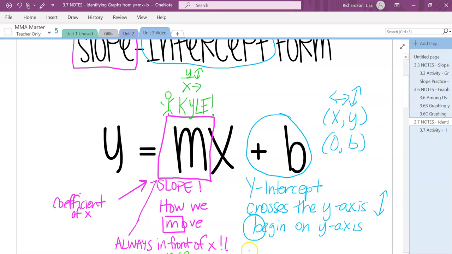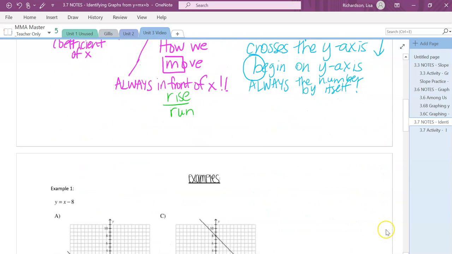And something that it is always, in the slope-intercept form, it is always the number by itself. So it's never going to be next to a variable when it's in y equals mx plus b form. It's always going to be a number. A lot of information there, so pause as needed.